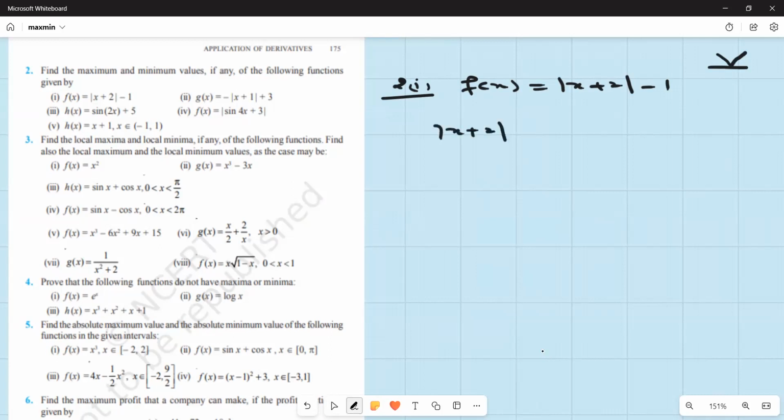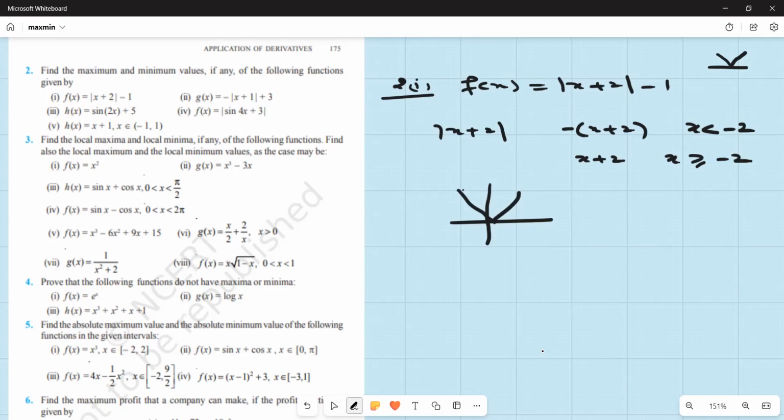Take the break point of this, that is minus 2, at x is equal to minus 2 it will become 0. So minus of (x plus 2) when x is less than minus 2, and x plus 2 when x is greater than or equal to minus 2, right? So this function, whatever value I take, it will always stay positive like this. So its range is always 0 to infinity, mod function.